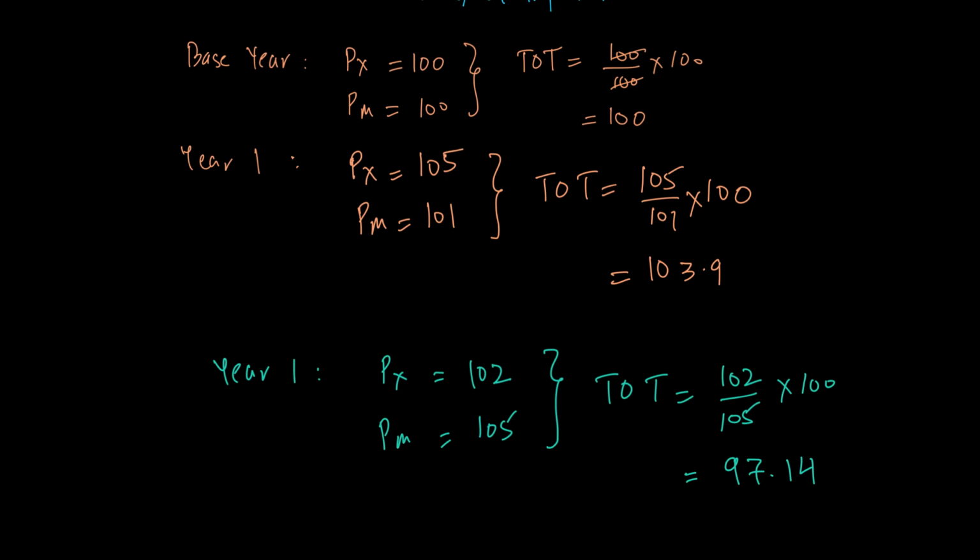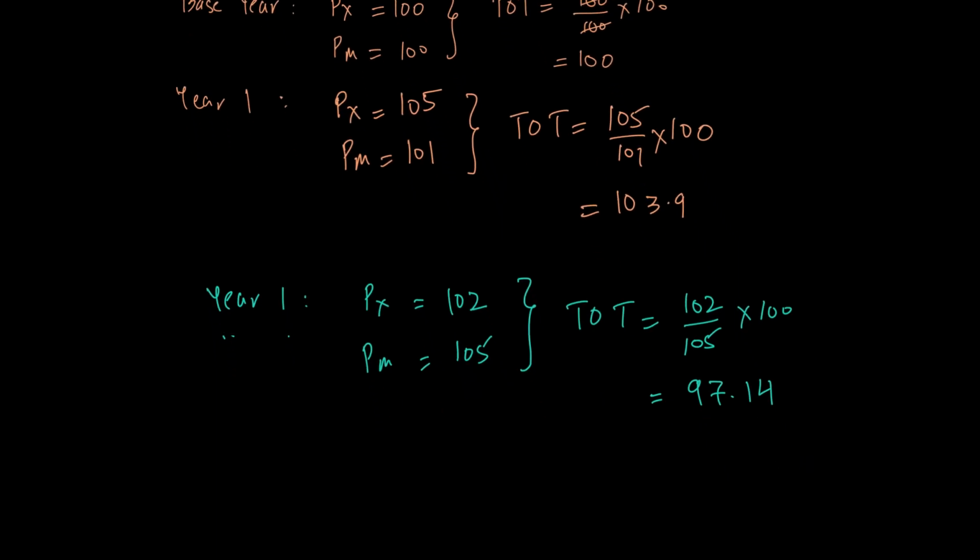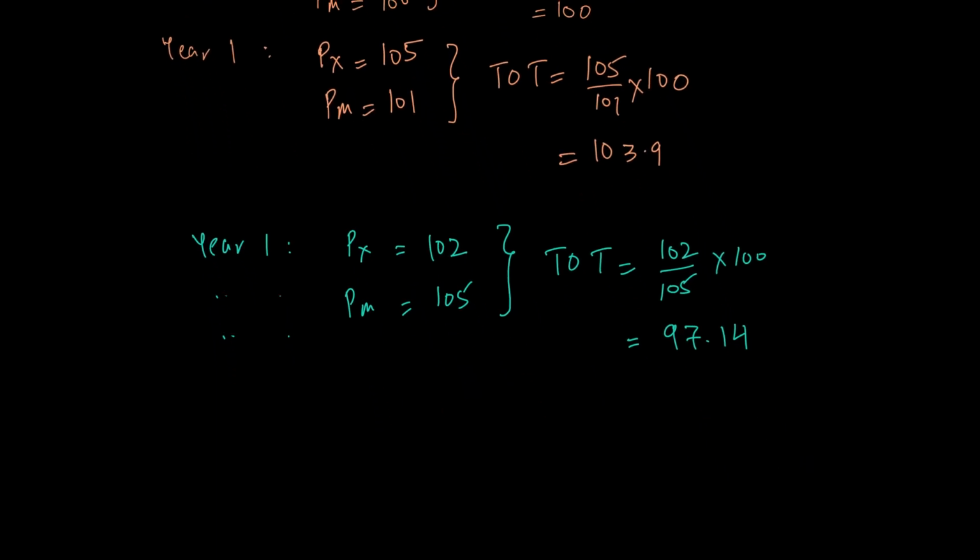So when the value of terms of trade is less than 100, we say it has worsened. When it's more than 100, we say it has gone up. So when the value is 97.14, this means we are now giving up more of our exports for any given level of imports.